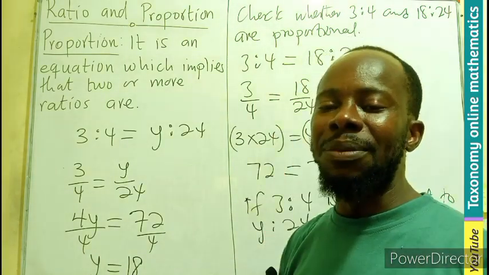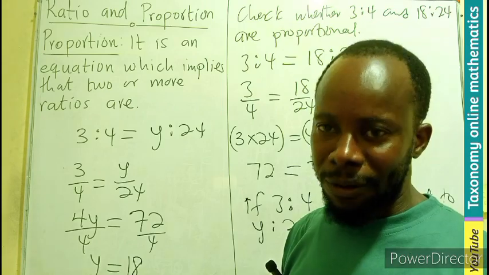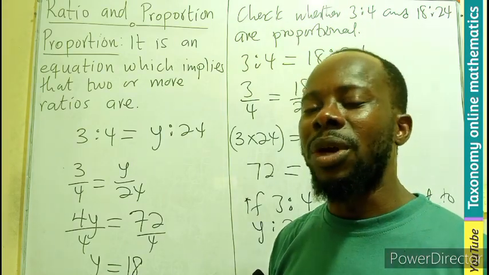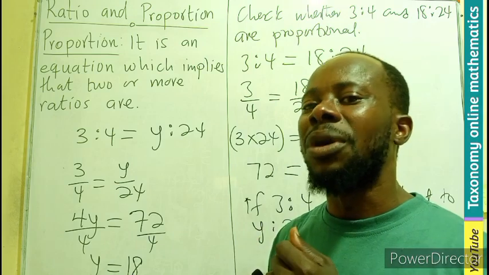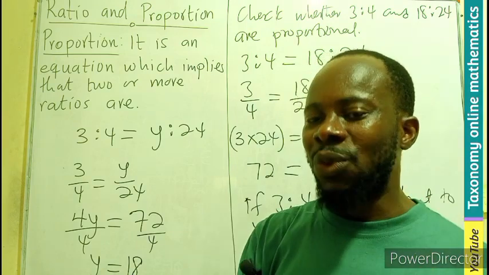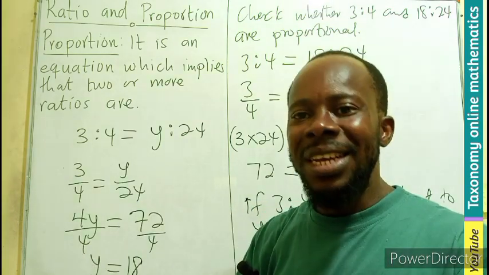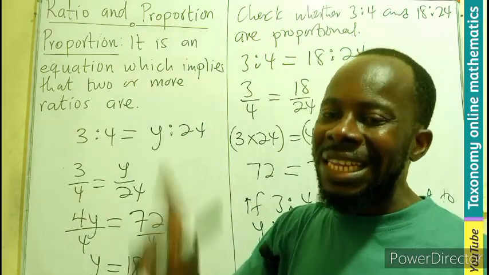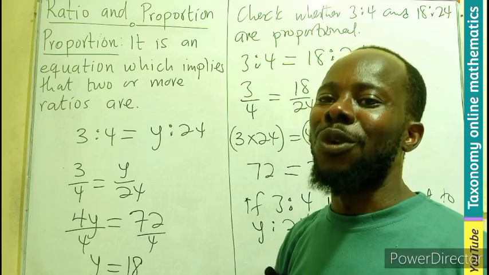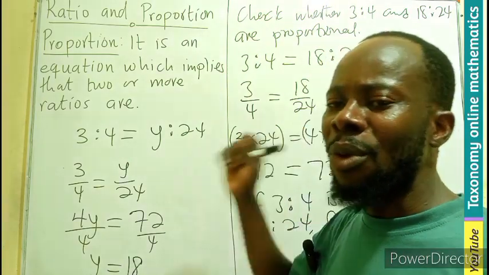Now, there are two types of proportion. We have direct proportion and indirect proportion. If you want to marry it with variation, direct proportion is direct variation, and inverse or indirect variation is indirect proportion.